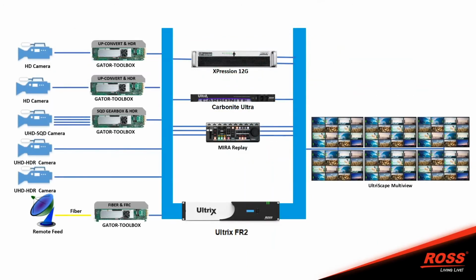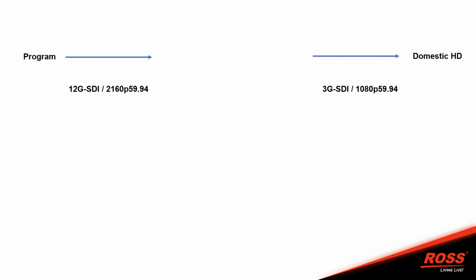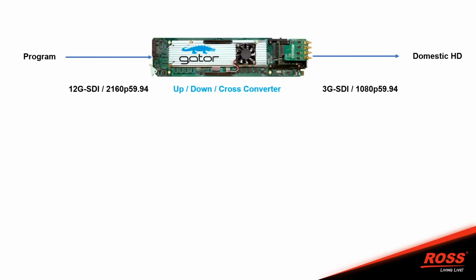Alright, we've got our inputs corrected for our production. Now, let's tailor our output feeds. Our primary feed is our native UHD HLG, so no worries there. However, we also need to produce domestic and international HD feeds. For our domestic HD feed, we need to provide a 1080p 5994 signal in SDR. By utilizing Gator's up-down cross-converter and HDR mapping, we can easily provide that from our 2160p HLG program.